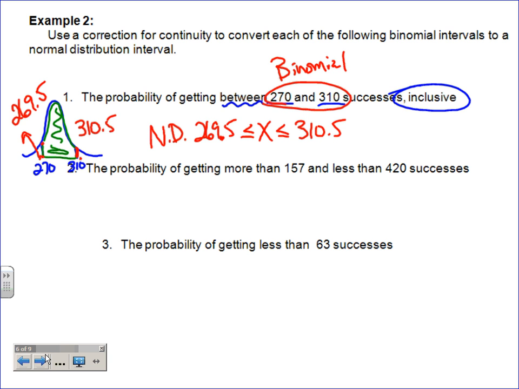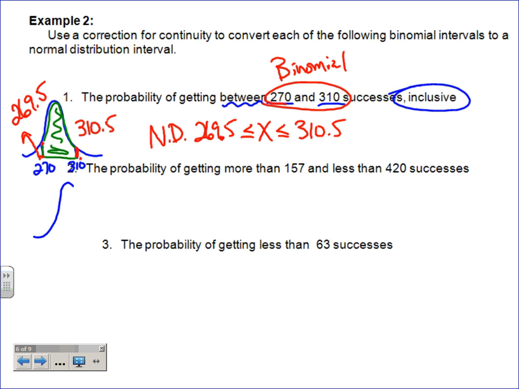What we're actually going to do when we do these examples, ooh, we're running out of time fast, is we're actually going to calculate the exact, and then we're going to approximate it. We're going to see how close it is. Okay? How about getting more than 157 and less than 420? So do I want 157 and 420 this time? Do I want them? No.